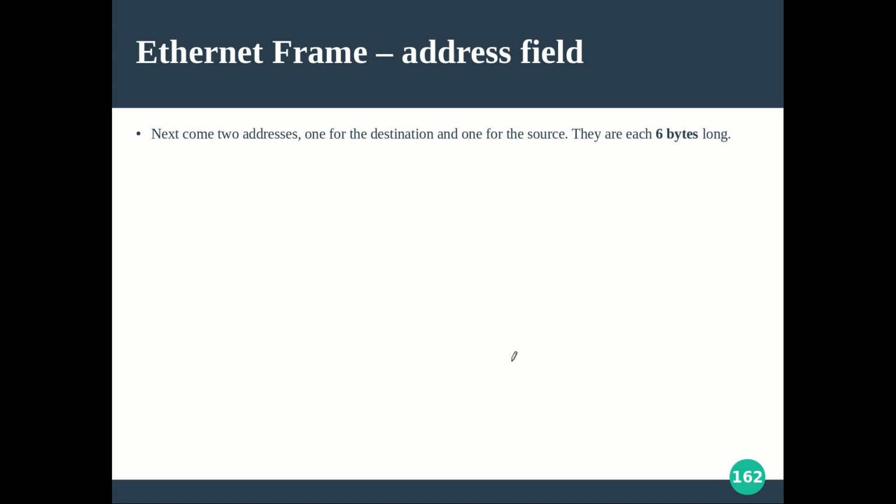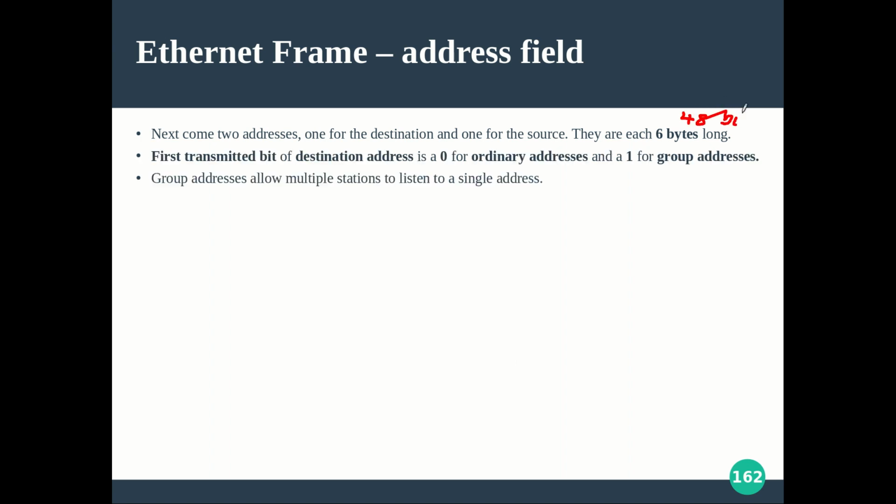Then what about the address field? So next come 2 addresses, one for the destination and one for the source, and both are 6 bytes long. The 6 byte is nothing but 48 bits. So we have a 48 bit Ethernet address, the MAC address. If you look at the first transmitted bit of the destination address out of the 48 bits, if the first bit is 0, that indicates an ordinary address, the unicasting kind of address. If it is starting with 1, that is for a group address.